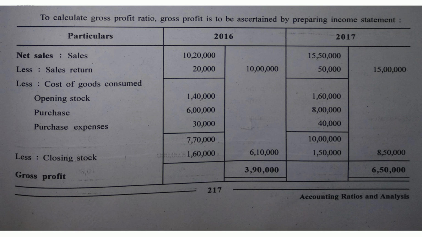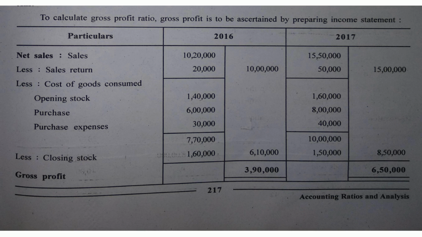You can also present it without a table. It's completely fine. If you write down net sales equals sales minus sales returns, it's okay. Then you calculate COGS separately, it's okay. But at the end, GP equals sales minus COGS. So 10 lakh minus 6 lakh 10,000 gives you 3 lakh 90,000 rupees. Similar calculation for 2017. Yes, we have used the long formula for calculating cost of goods sold.